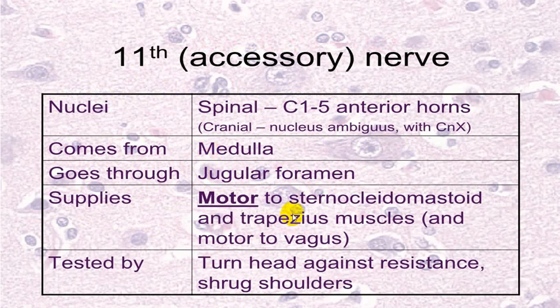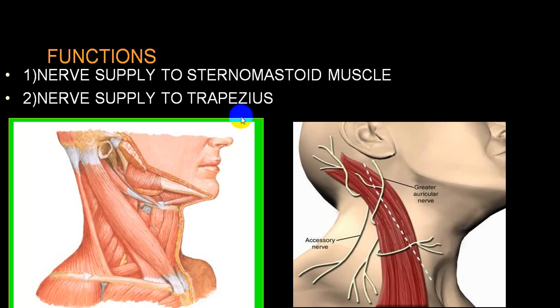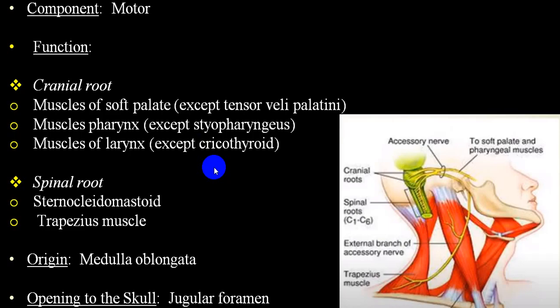So mainly we test for sternocleidomastoid and trapezius, which help the movement of the head and neck. So now we'll be dealing with them individually. Cranial root function is movement of the soft palate except tensor veli palatini, pharynx except stylopharyngeus, and muscles of the larynx except cricothyroid. So it is supplying soft palate, pharynx as well as larynx, and sternocleidomastoid and trapezius by the spinal root.